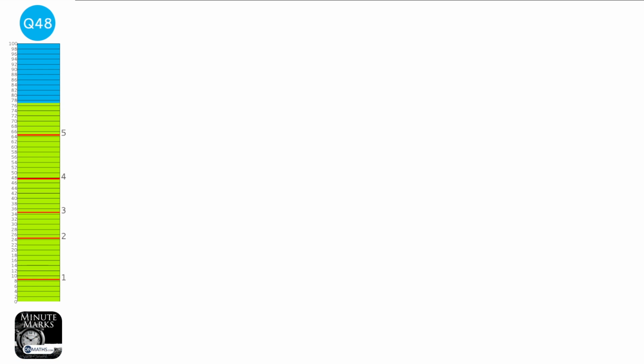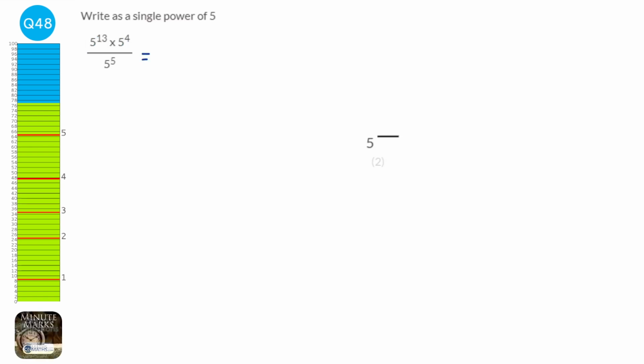and it says to label it B. The rules of indices say that when we multiply two numbers of the same base, and the base are the big numbers, then we add the powers. So we're just going to do that to the top fraction here. So it's going to be 5 to the power 13 plus 4, which is 17. And then that's going to be over 5 to the power 5.